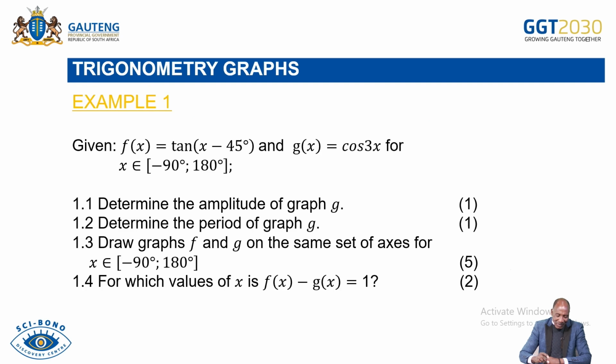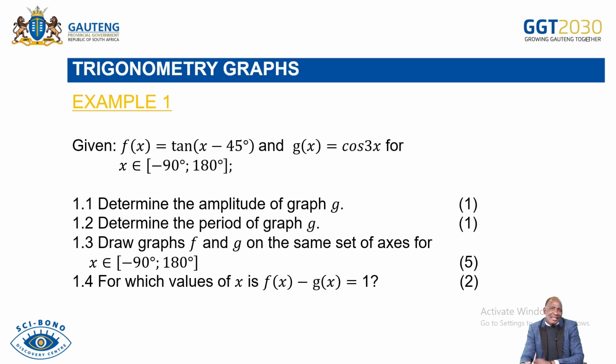Right. The next part of the question required you to determine the period of the graph g. I want you to look at that graph, g of x equals cos of 3x, and quickly determine for me the period of graph g. I'm going to give you some seconds to reflect on that question. What does that 3 stand for? Then how would you determine the period of this graph?